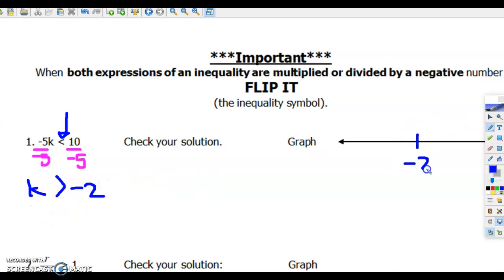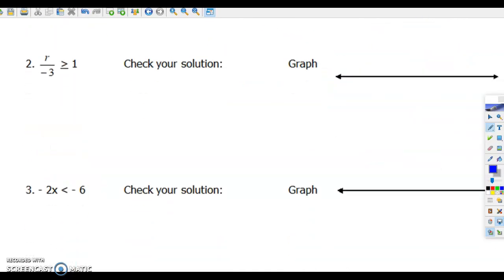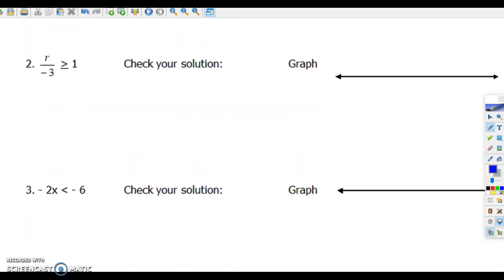So if I have -2 here, -1 here, -3 here, I have an open circle, and my arrow goes to the right, to the greater side, because the k is on the greater side. So that's the only difference when you multiply, here it is right here, multiply or divide by a negative number on both sides. Notice it's not addition or subtraction, it's only multiplication and division. All right, guys, try 2, 3, and 4, see how you do. Good luck.